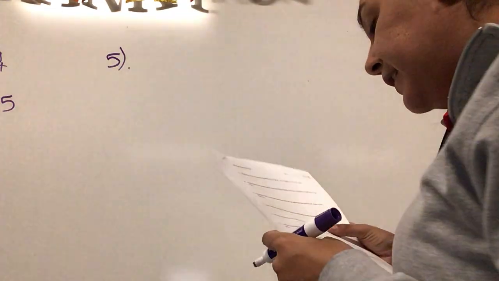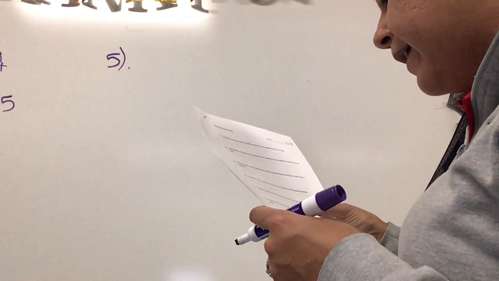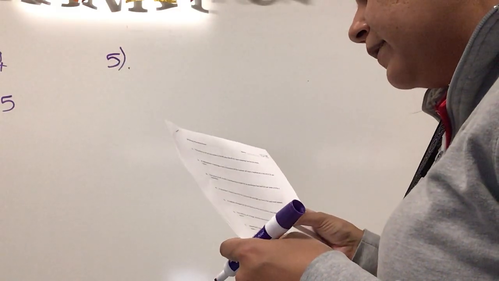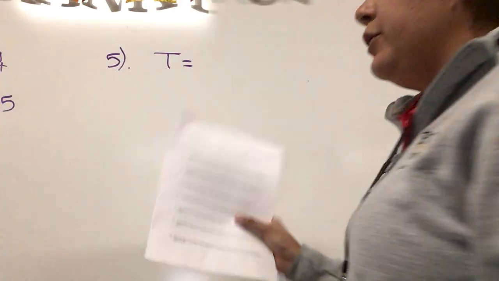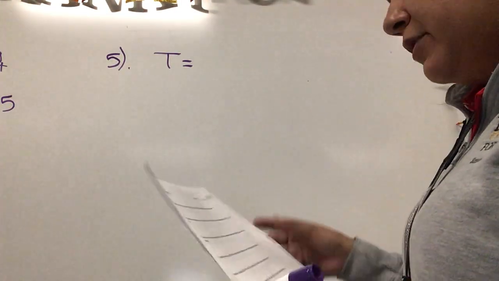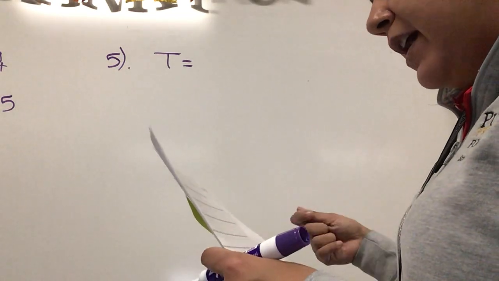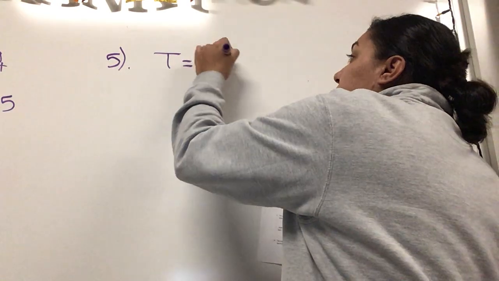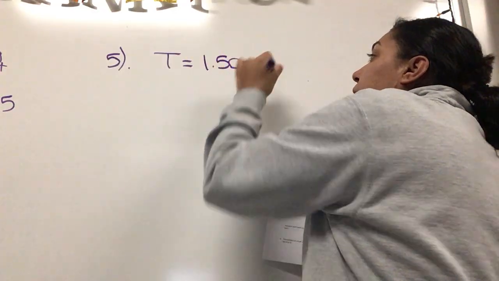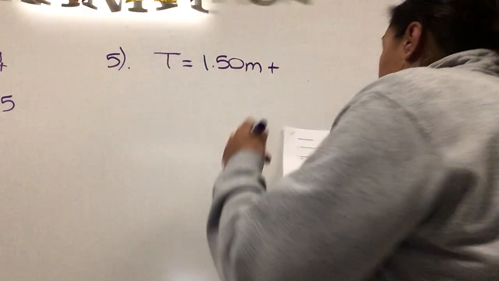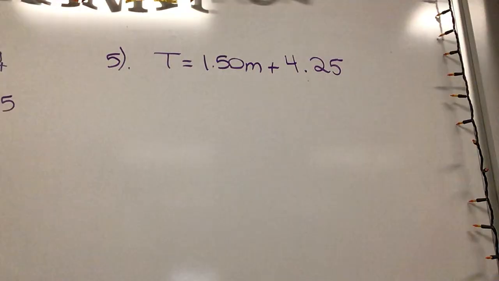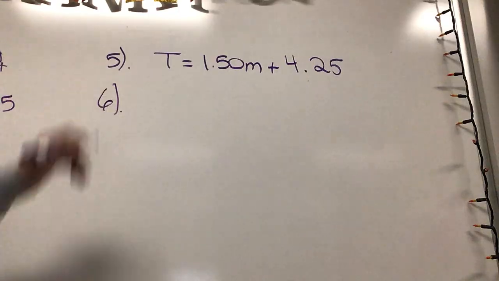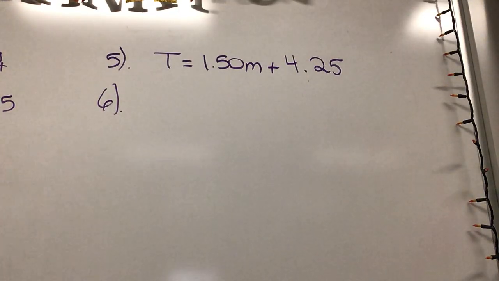Number 5 says a taxi cab charges $4.25 for the first mile and $1.50 for each additional mile. So you could put T if you wanted to for your total charge, or you could put U for Uber. How much is it going to cost per something? Well, the per mile is going to be $1.50 per, and we can say M for mile. Plus, no matter how far you go, it's going to cost you $4.25. It's been a long time since I took an Uber, but I think it costs like a flat rate and then same thing.